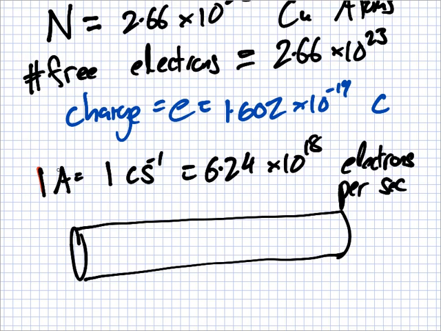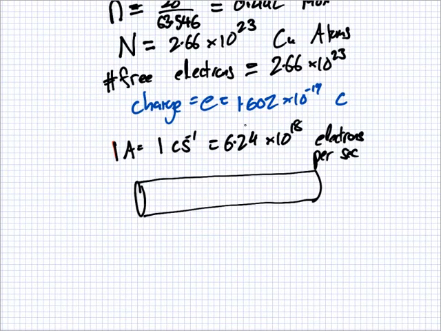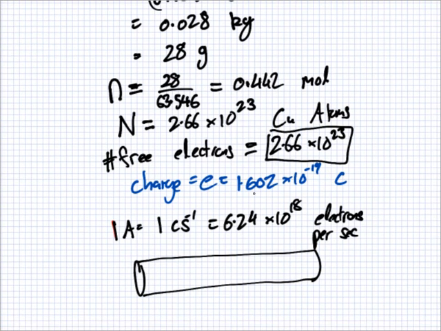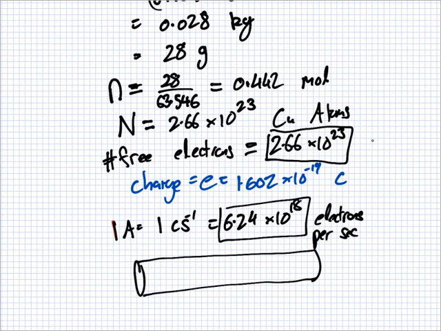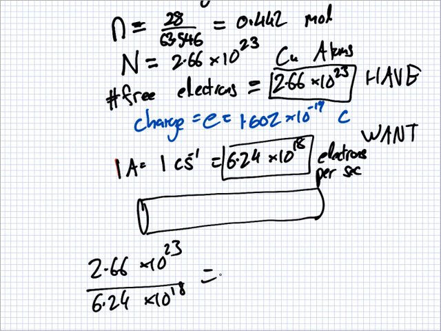Yeah, okay, so I think what I'll do is I'll just divide these two numbers. This is how many free electrons I have, and this is what I want. So you can see I have much more than what I want. How much more? I'll just divide it. How many times bigger is that?